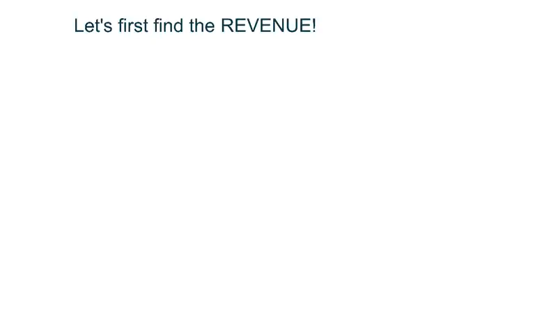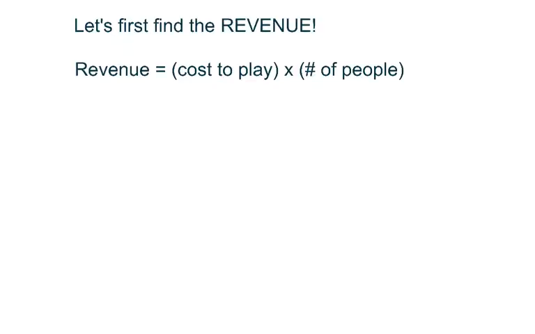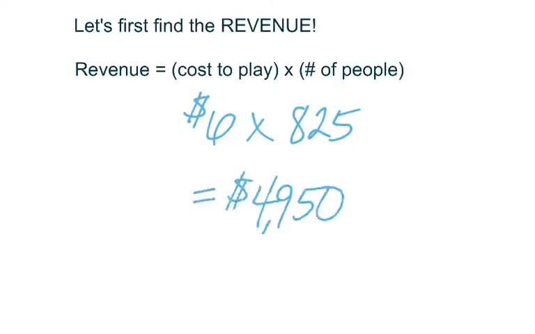Revenue is how much money we're going to make from all the people that play our game. So it's the cost to play times the number of people. $6 times 825 people is going to give us $4,950. So that is the revenue.